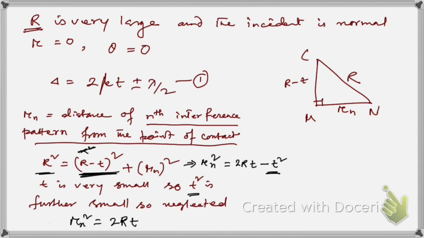That's what we're gonna get, right? Neglecting t square. And from here 2 small t will be equal to rn square divided by capital R. This is suppose equation number 2. So let me write equation number 2. So now you see, for nth, what is the condition for nth dark ring? So let me write the condition here.